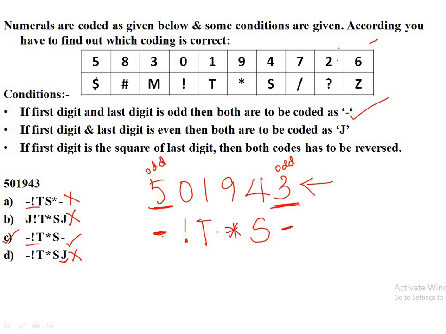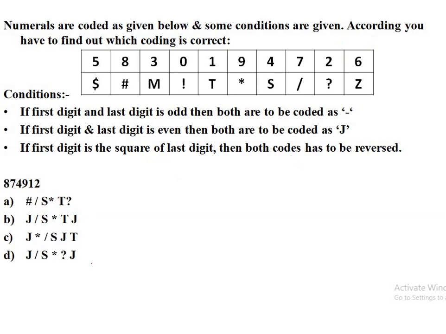Remember, the whole question is the same, but the only change is this. The conditions and table are all the same, but this question will be changed. That's it, nothing else. As you can see, the table is the same, the conditions are the same, but the question has been changed. Is this clear? Okay, so let's see what the question is.